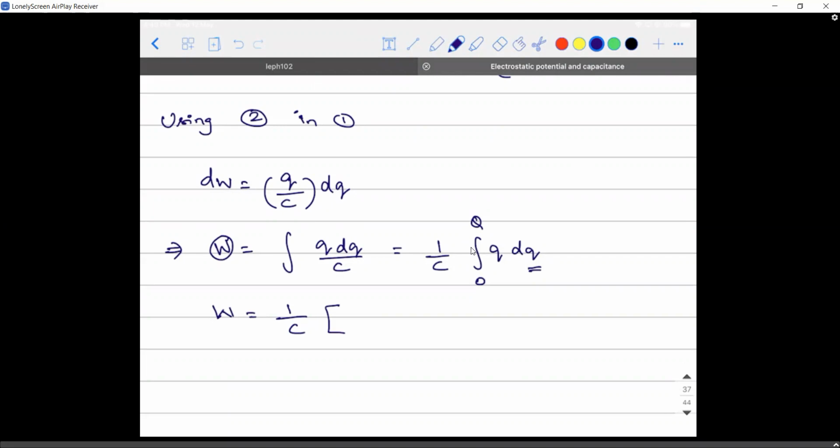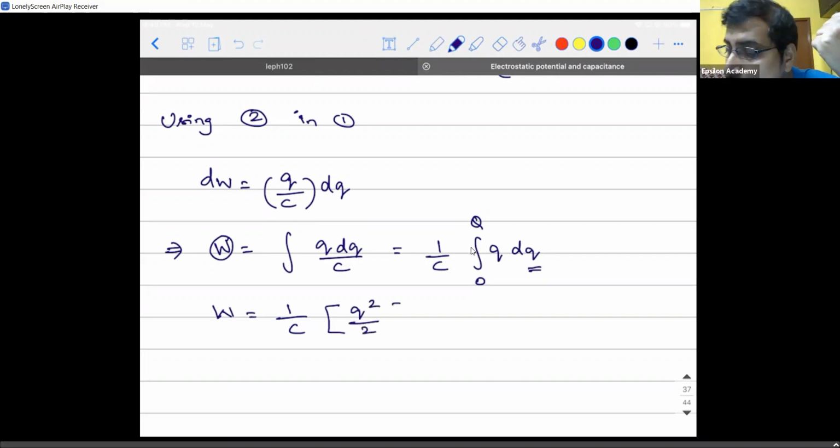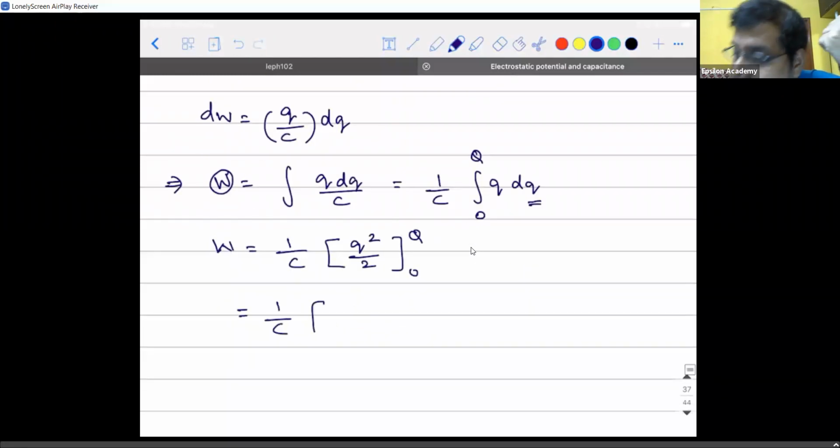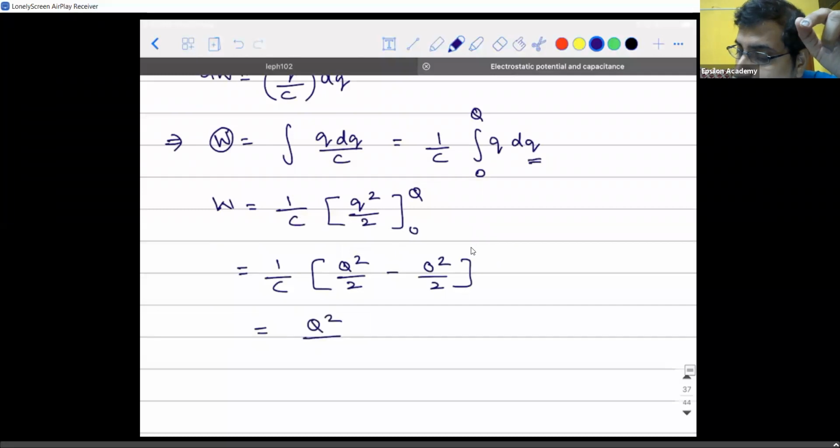Q square by 2. Very good. Q square by 2 between 0 to capital Q. So 1 divided by C into upper limit in the place of Q, that is Q square by 2, minus the lower limit, that is 0 square divided by 2. So the answer will be Q square divided by 2C.